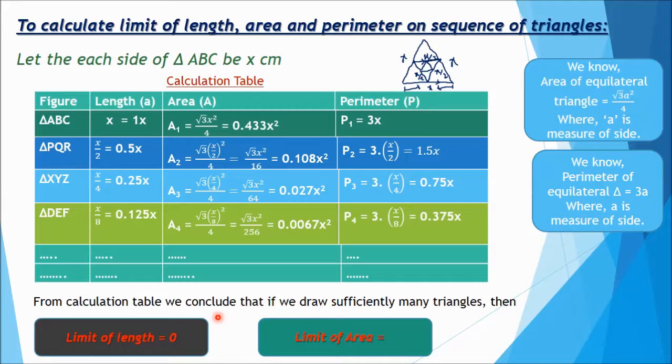Now in the same way, if the length will approach towards 0, then the area will also approach towards 0. So the limit of length is 0, limit of area is 0. In the same way, limit of perimeter will also be 0. If the length will approach towards 0, then perimeter will also approach towards 0. If length approach towards 0, then area will also approach towards 0. Now all these are interlinked.